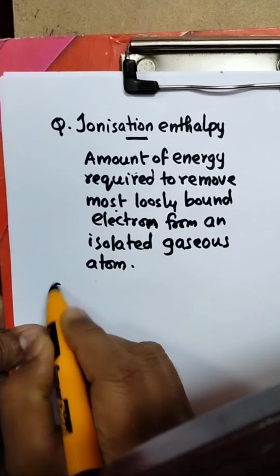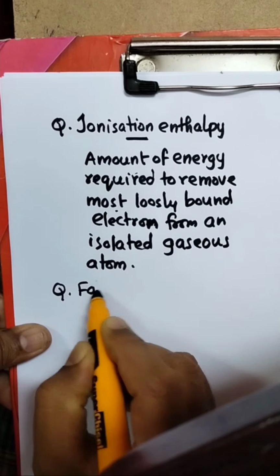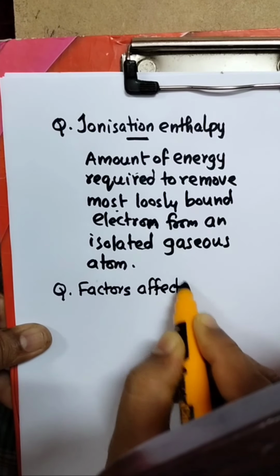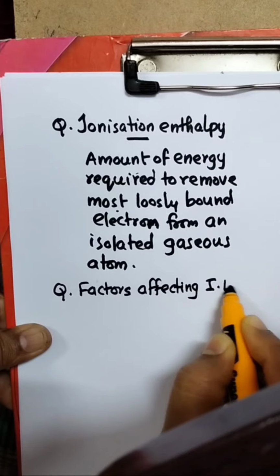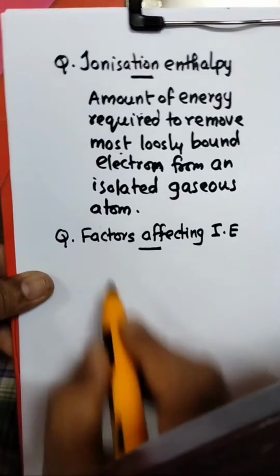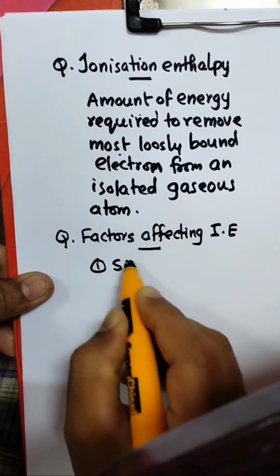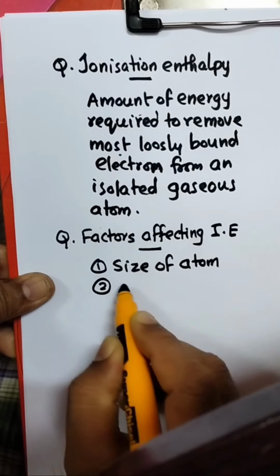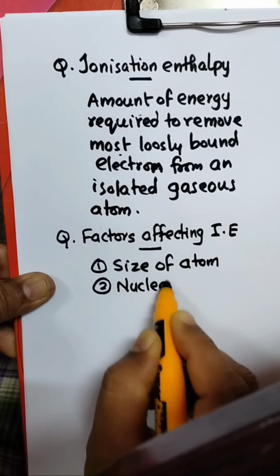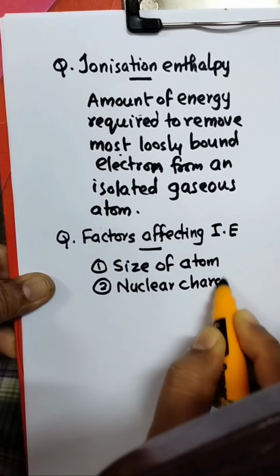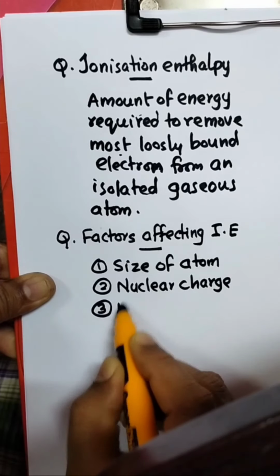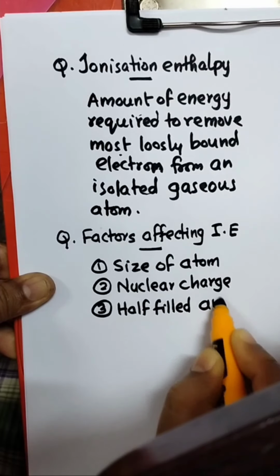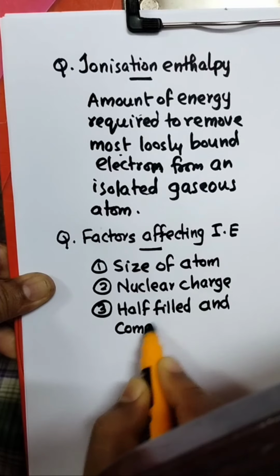Next question: factors affecting ionization enthalpy. First one: size of atom. Second one: nuclear charge. Third one: half-filled and completely filled orbitals.